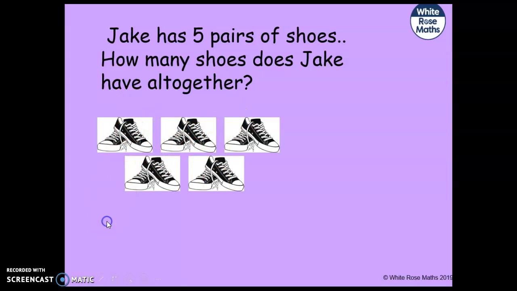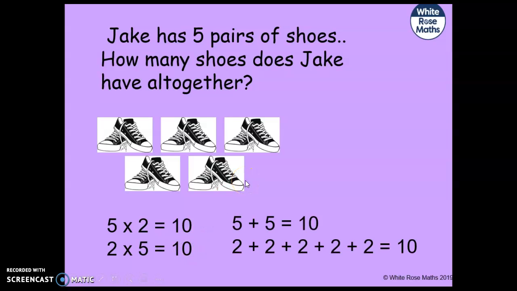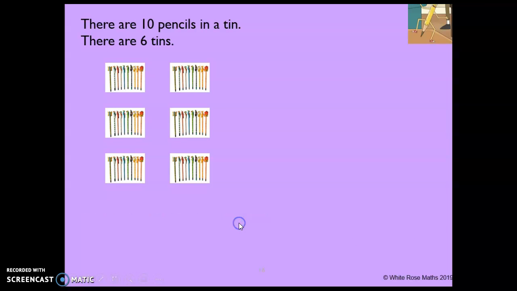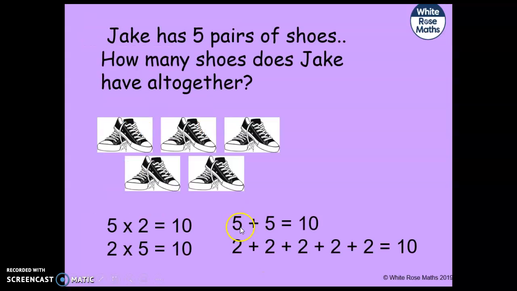We've got 5 groups of 2, so we can have 5 groups of 2 equals 10. Swap them around, 2 times 5 equals 10. Or we can have 5 plus 5 equals 10, because we've got 2 groups of 5, or 2 plus 2 plus 2 plus 2 plus 2 equals 10. So we've got 5 groups of 2. Okay.